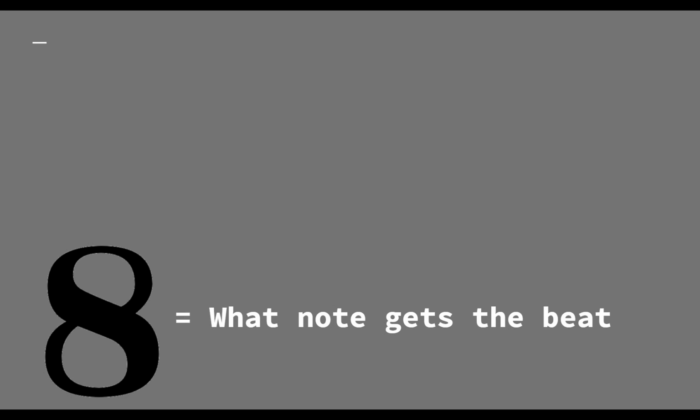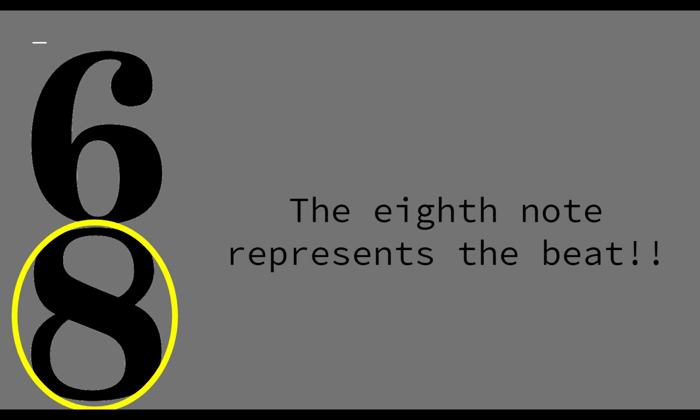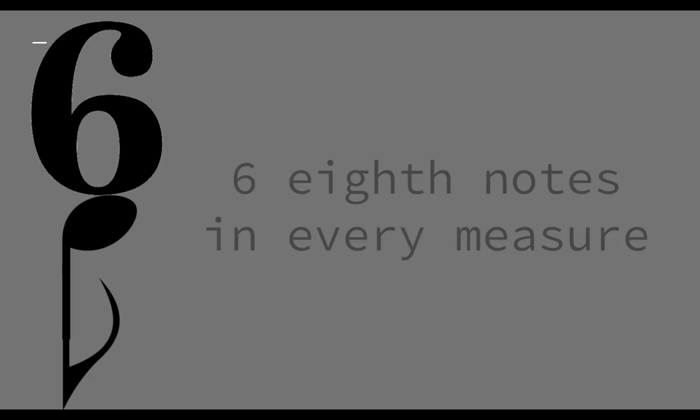Well, what does that mean? If we get rid of the top number and place a 1 on the top and read it as if it were a fraction, it would represent the 8th note. That means that the 8th note gets the beat in 6/8 time. So really, it's kind of like saying we have 6 eighth notes in every measure.